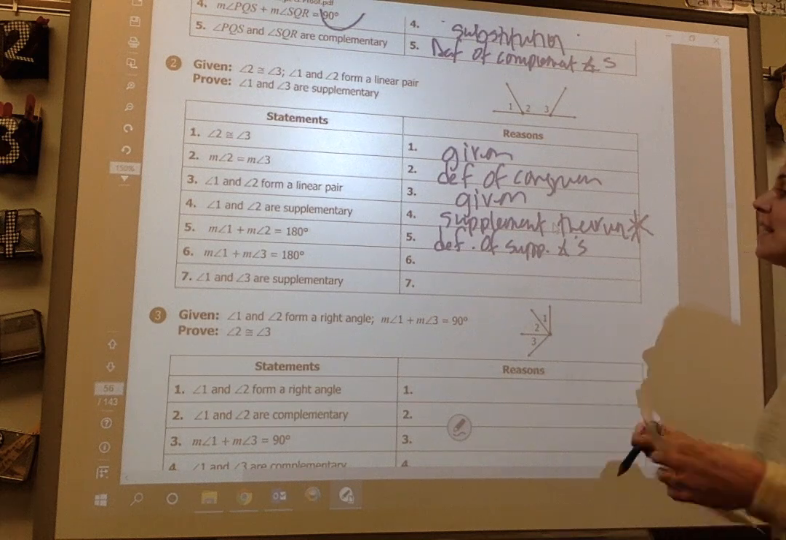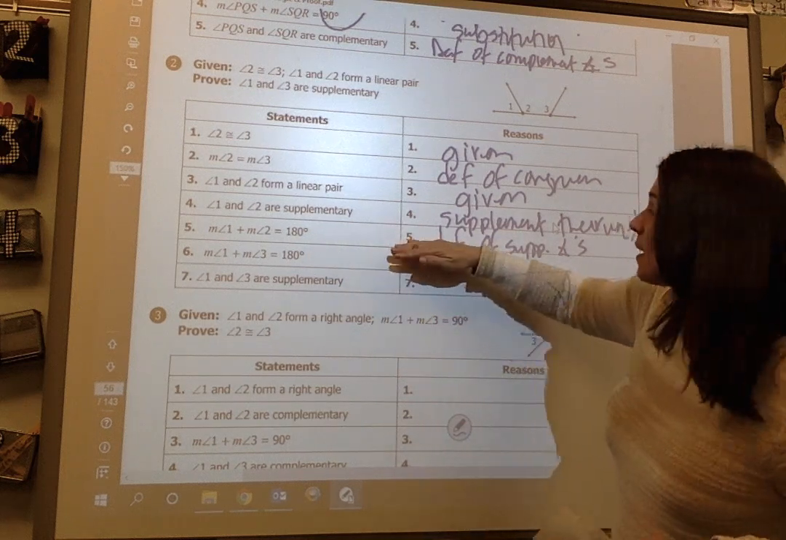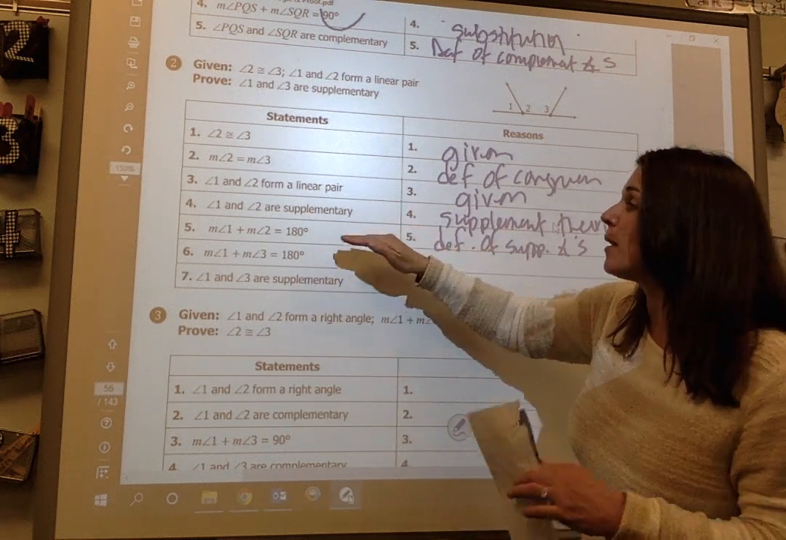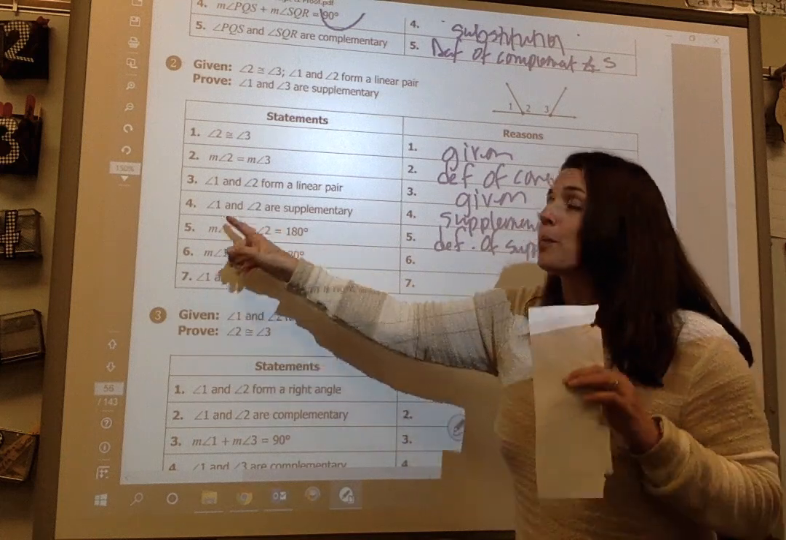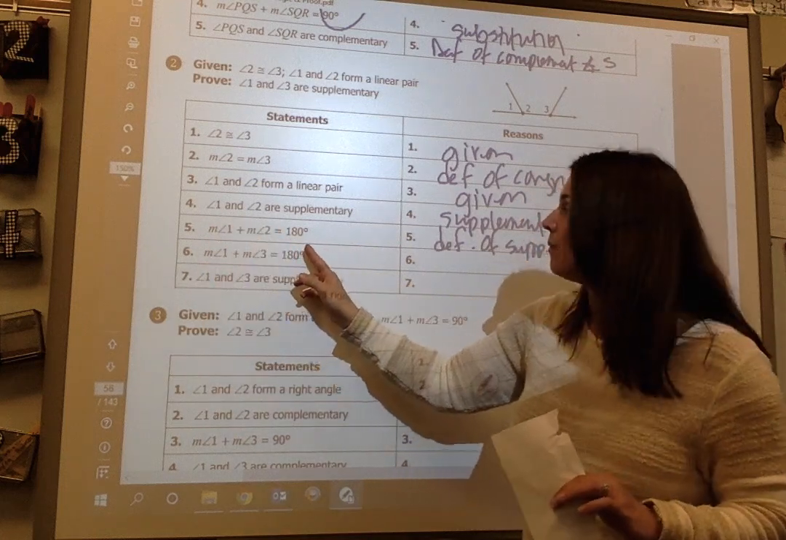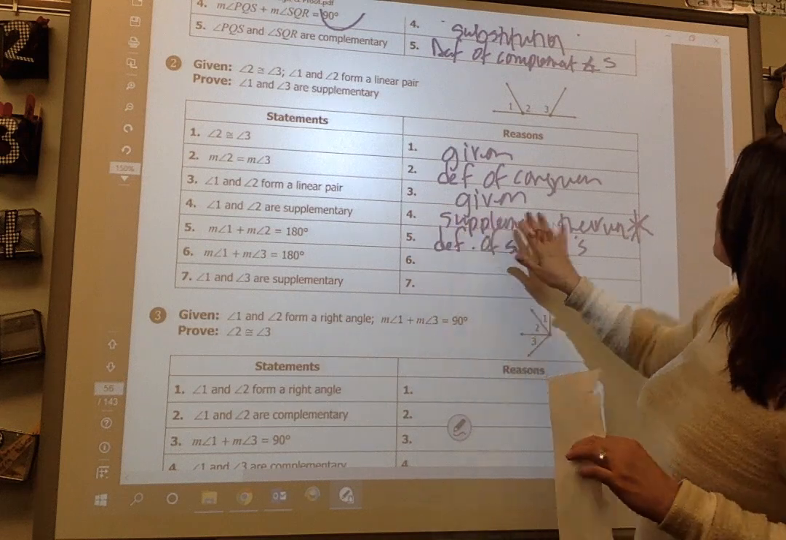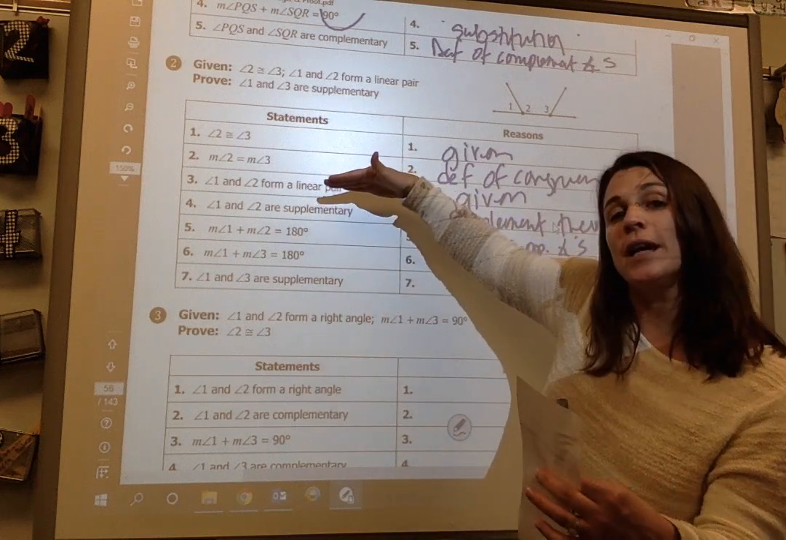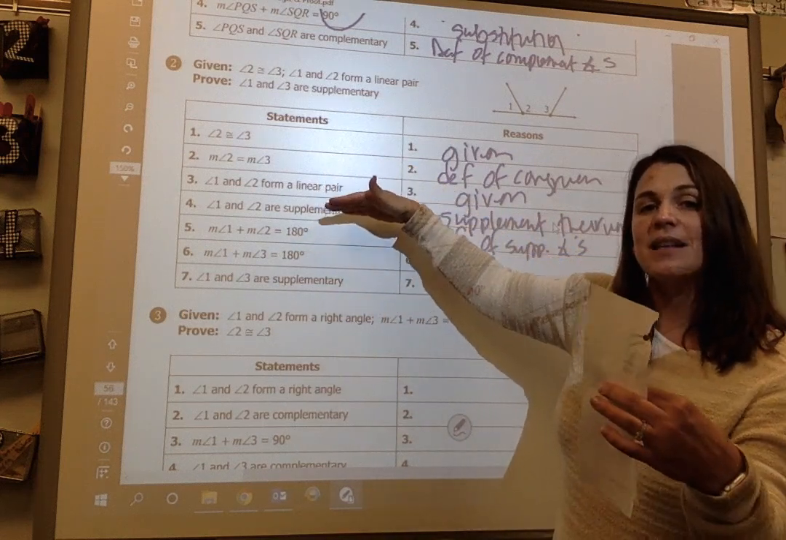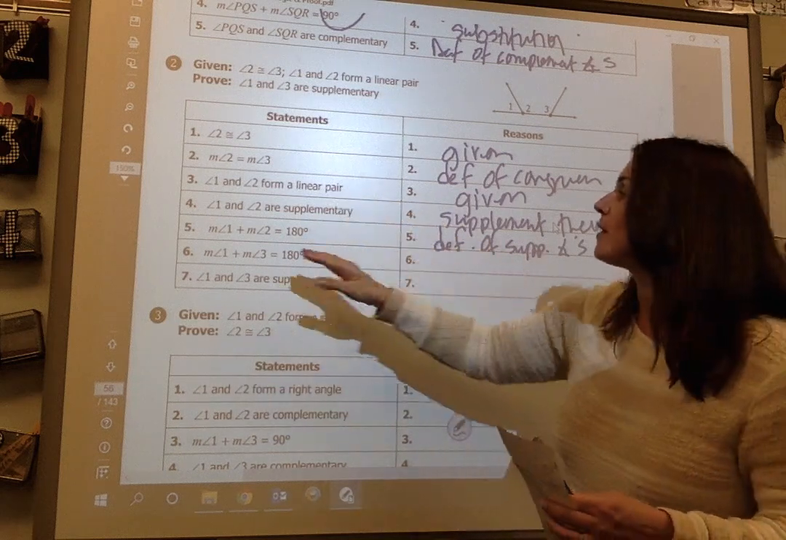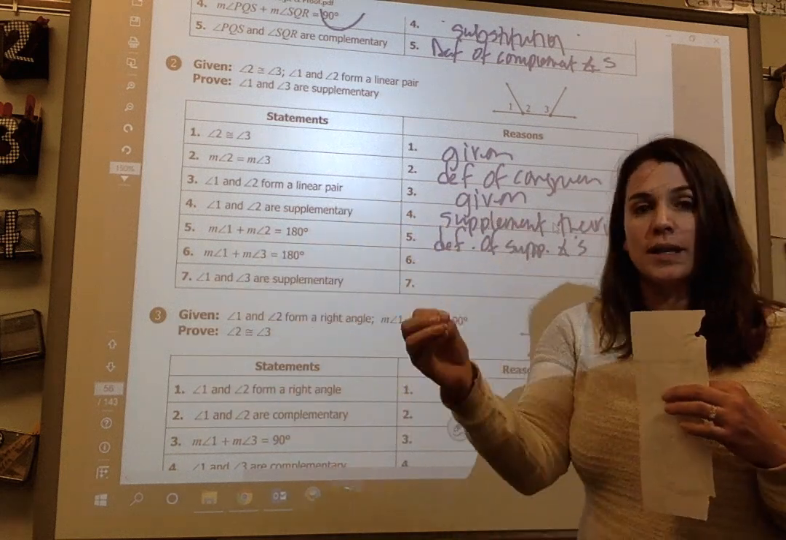So notice the difference between the definition of supplementary angles. Definition of supplementary angles is talking algebraically how the measurements equal 180. But supplement theorem says that if they're a linear pair, then they're supplementary. That's supplement theorem. Definition of supplementary angles gives you that equality statement.